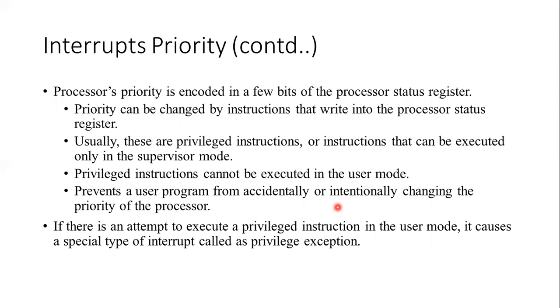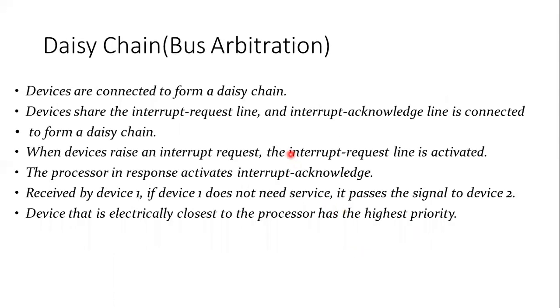So let's start with the 3 types of interrupt priority. The first one is daisy chain. As the name shows, a chain, a one-to-one link of the devices onto the bus has been made over here, a connection like a daisy chain. Devices are connected to form a daisy chain. Devices share the interrupt request line, and the interrupt acknowledge line is connected to form a daisy chain. When a device raises an interrupt request, the interrupt request line is activated. The processor in response activates the interrupt acknowledge, received by device 1.